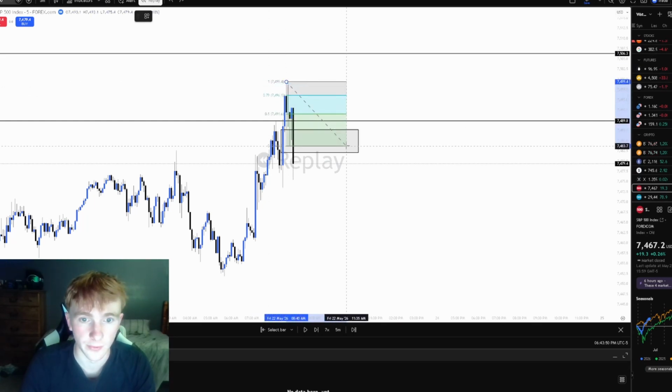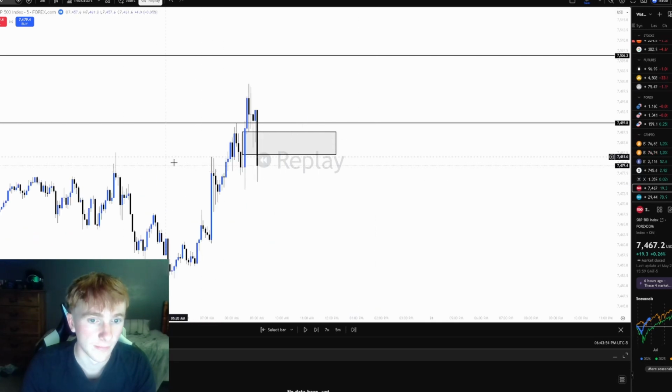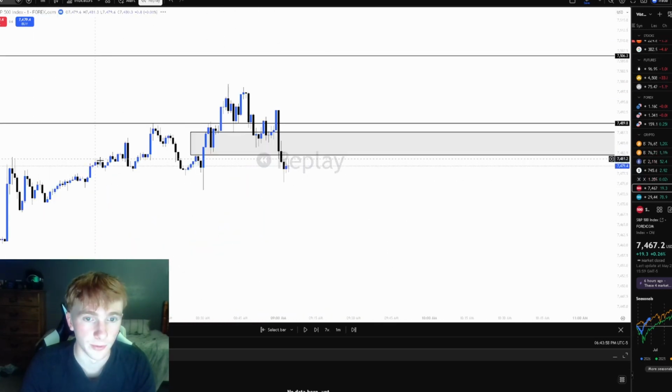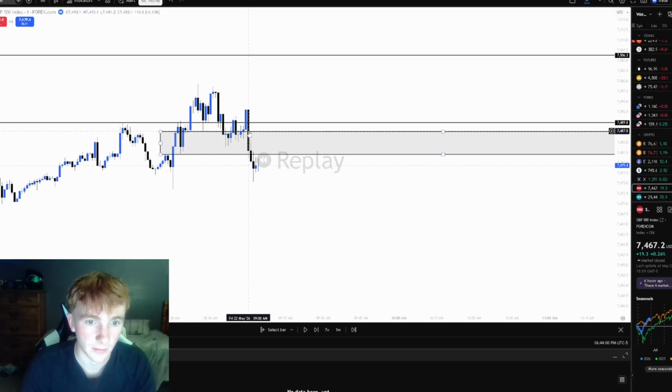We also have this equilibrium. Tap into that equilibrium, come back out. And pretty much I go down to the 1 minute. I see that we have a gap right here on the 1 minute.